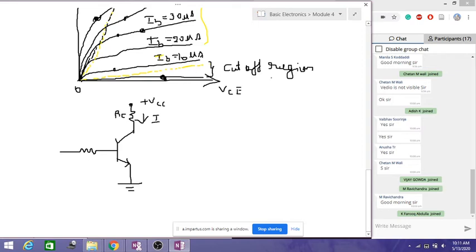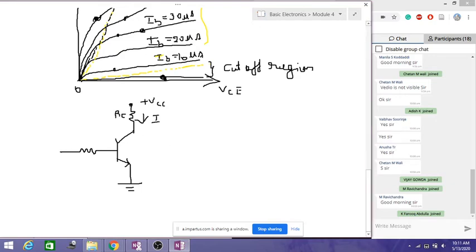So when do we enter into this cutoff region? When we reverse bias both the emitter base junction and the collector base junction, then the transistor will be in the cutoff region. And if we forward bias both the emitter base junction and the collector base junction, then the transistor will be in the saturated region. So now we have to switch between these two.